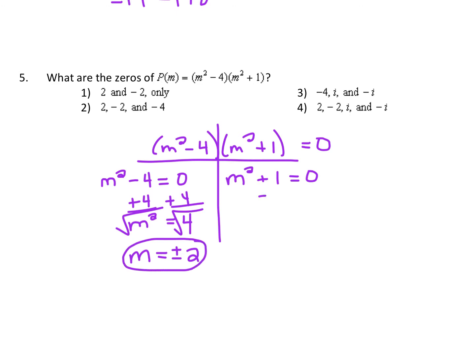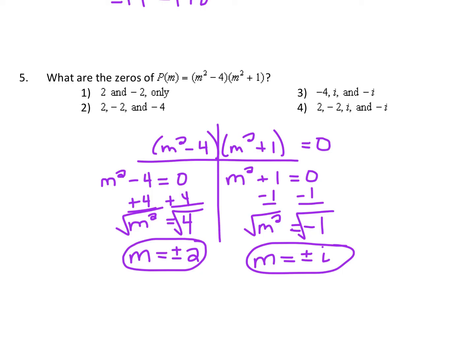And then let's do the same thing over here. Let's subtract 1 from both sides, leaving us with m squared equals negative 1. And let's take the square root. So again, that leaves us with m equals, don't forget that plus and minus. And do you remember what the square root of -1 is equal to? That's equal to i. Okay, so we wound up with a total of 4 answers, positive and negative 2, as well as positive and negative i. So that is choice 4.